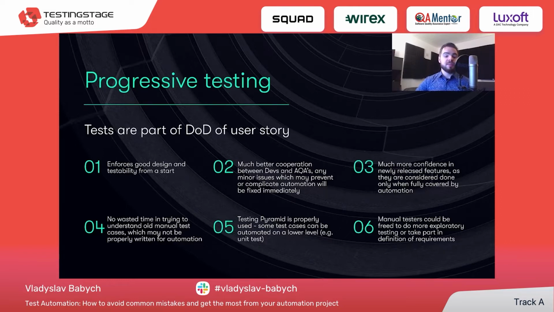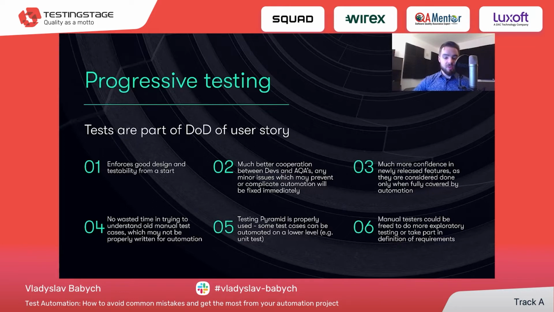The next point is that we waste no time trying to understand old manual test cases, which are probably not written with automation in mind. We don't have to read them, we don't have to try to split them, because usually they're huge, they contain like 5 or 10 test cases in one. We don't need to go talk to the QA and try to make him explain what he meant there, etc. So once the story is being developed, any test cases are written with automation in mind, and we encounter no such problems.